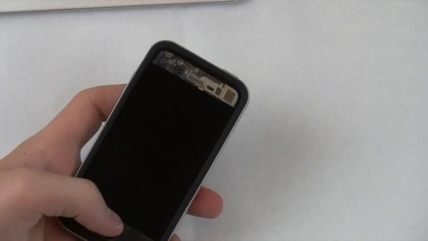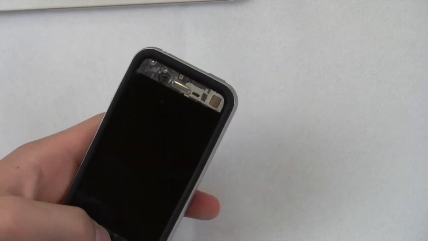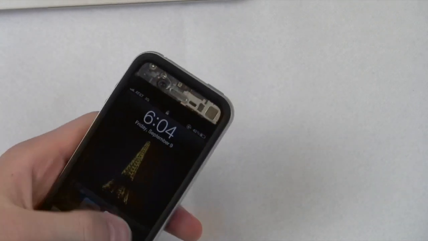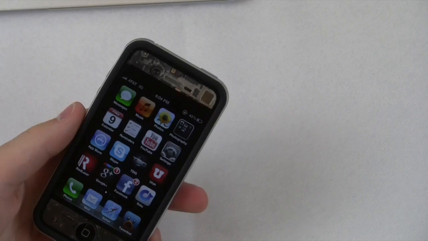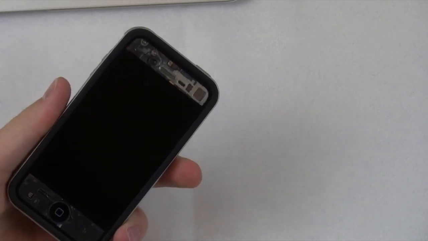So that's kind of a downside, and that's really my biggest issue with this Wrapsol. Again, I would consider myself pretty much an expert at putting these on, but I had real difficulty getting it on for the iPhone 4.